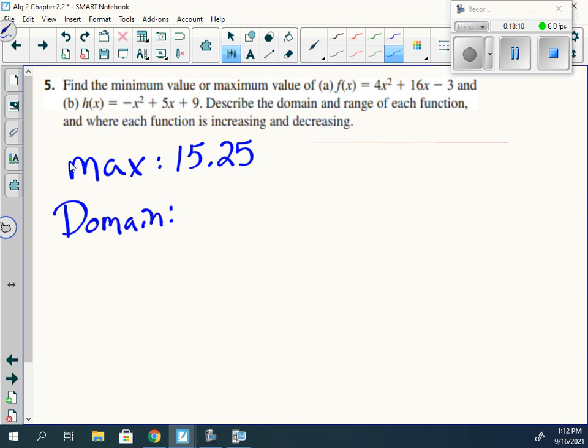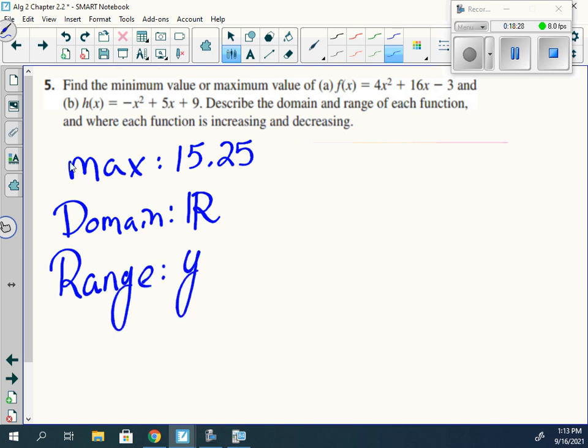The domain. What's the domain for this function? Well, again, it's going to be all real numbers. The range. Well, since we have a maximum value, we're going to have y is less than or equal to 15.25.